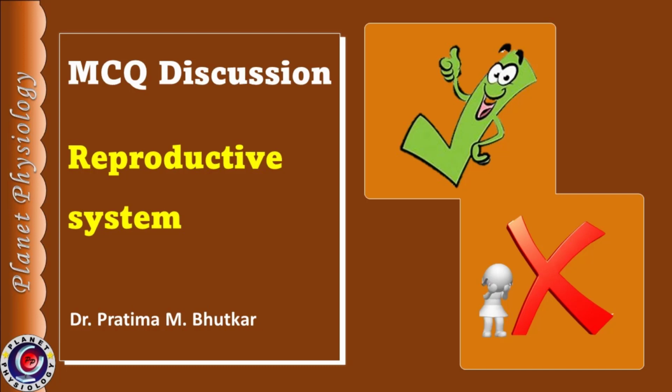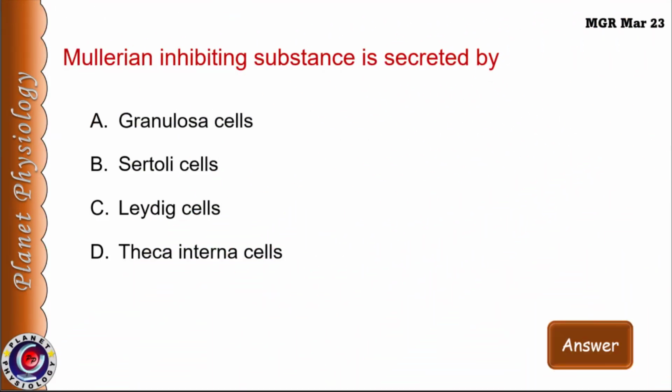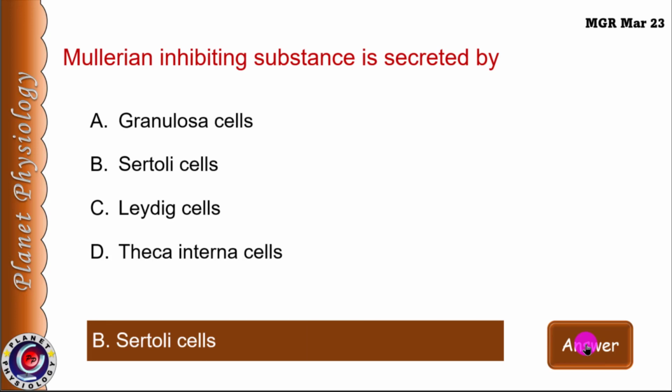Let's begin with an easy question from MGR University. Mullerian inhibiting substance is secreted by A. Granulosa cells, B. Sertoli cells, C. Leydig cells and D. Theca interna cells. The correct answer is option B, Sertoli cells. In fetus, Sertoli cells secrete Mullerian inhibiting substance which then causes regression of Mullerian duct.